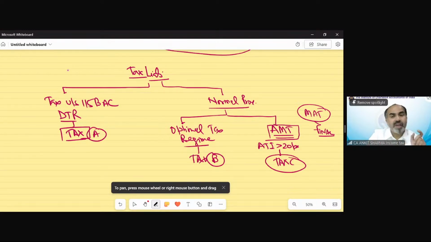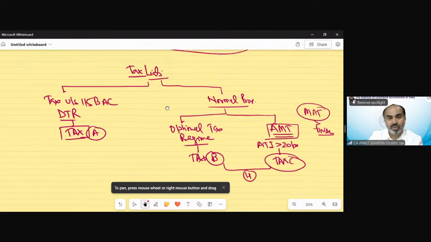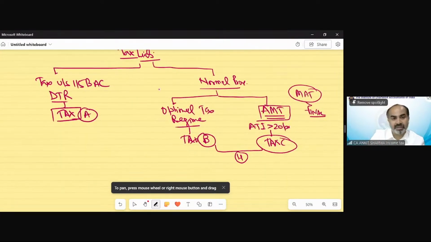Now, what should be our tax liability? What is going to be my final tax liability? So, in the comparison between tax B and tax C, the higher would be qualified from both of these. And the higher value needs to be compared with tax A. Please remember there is no concept of AMT under section 115BAC. We have already discussed this in our normal class.